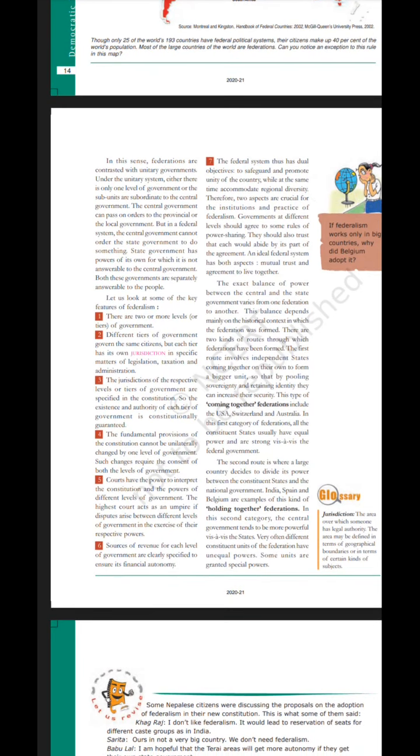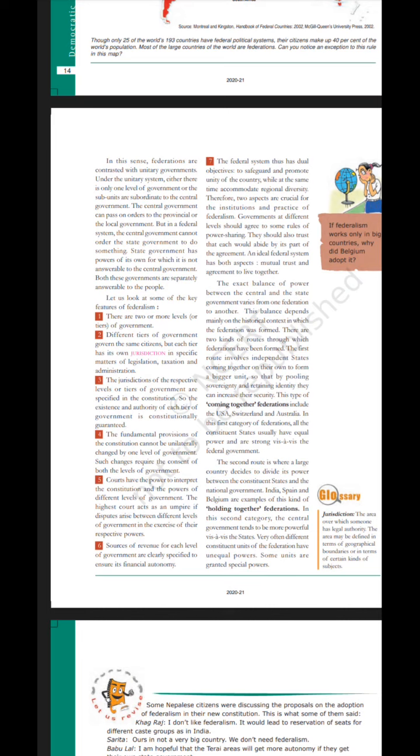Let us look at some of the key features of federalism. There are two or more levels or tiers of government. Different tiers of government govern the same citizens, but each tier has its own jurisdiction in specific matters of legislation, taxation, and administration. The jurisdictions of the respective levels or tiers of government are specified in the constitution, so the existence and authority of each tier of government is constitutionally guaranteed.